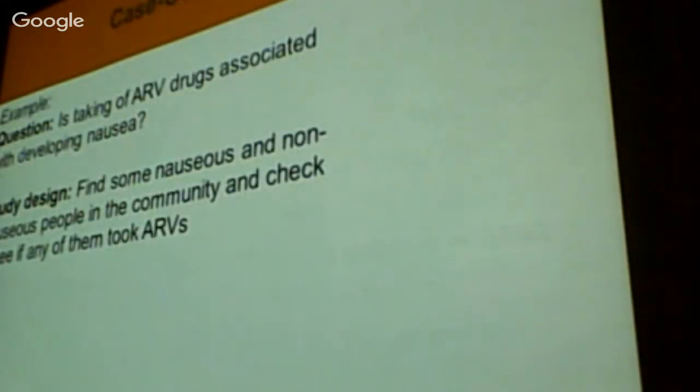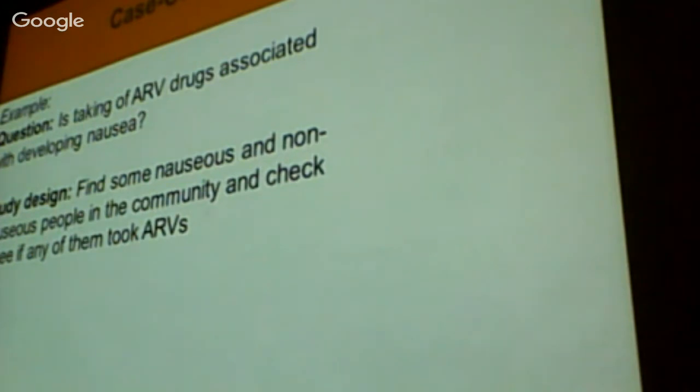I'll give the example again for case control because sometimes it's the hardest one to understand. The example here is: are ARV drugs associated with nausea? An ARV drug is an antiretroviral drug given to AIDS patients often. So in the study design for a case control analysis, we'd find some nauseous and some non-nauseous people and check to see if any of them took antiretrovirals.